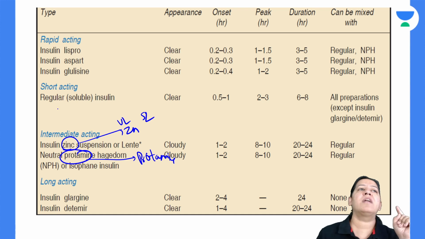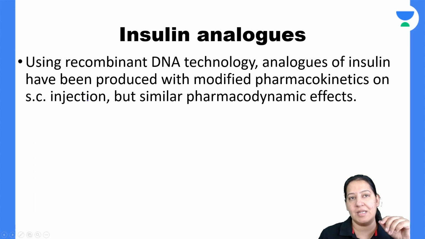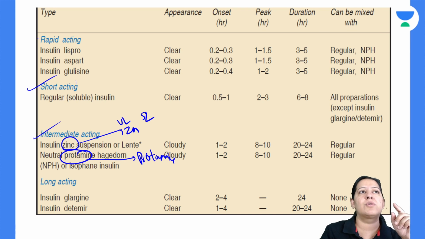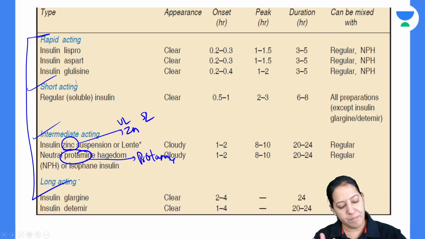Have you got it? So we are done with short acting. We are done with intermediate acting. Let me summarize till now. Now I will come to insulin analogues, rapid and long.